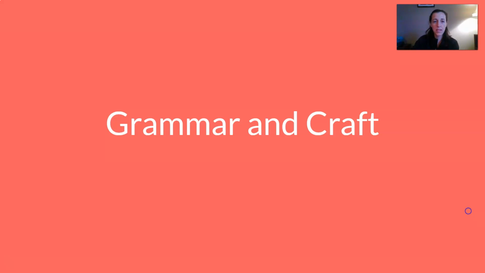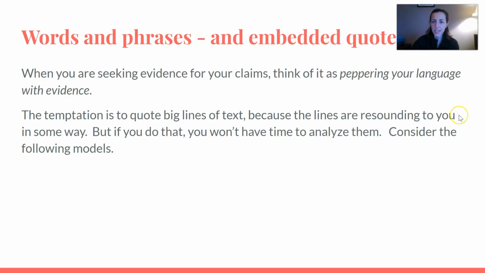All right, so basically, words and phrases and embedded quotes is the skill that we're thinking about. When you're seeking evidence for your claims, you think of it in terms of words and phrases. What are the words and the phrases from my text that I need to pull over to my analysis? I am offering a tip. Think of it as peppering your language with evidence.